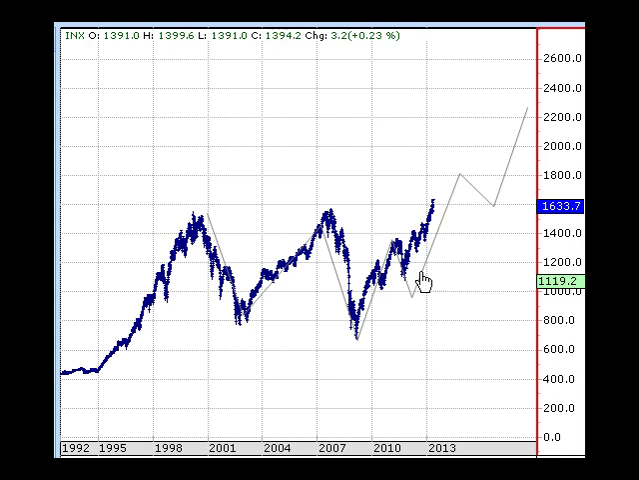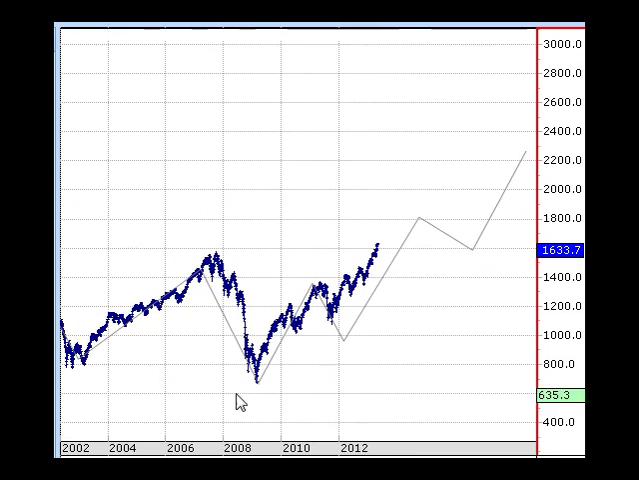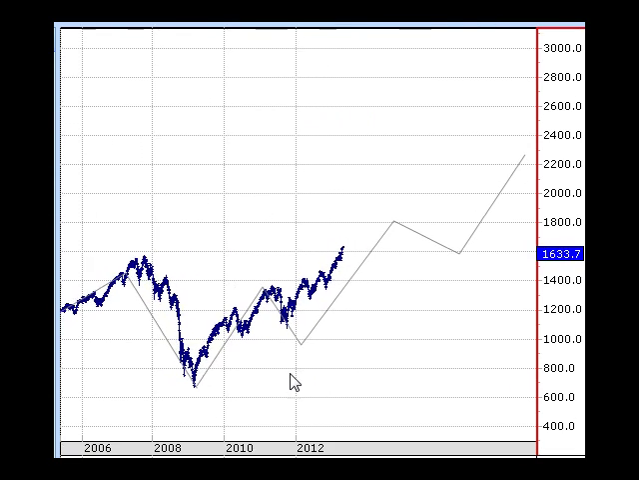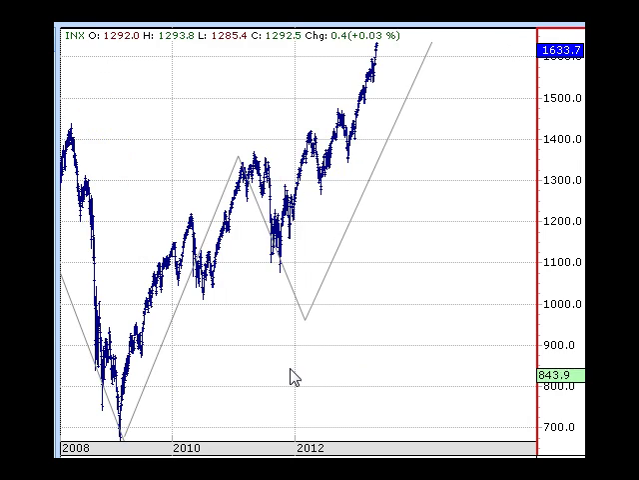So in this section here, in this larger impulse wave, obviously there'll be 5 waves in here, there'll be 5 waves in the 3rd wave, and there'll be 5 waves in the 5th wave. So you can see that there's still a lot of potential to the upside there. And this is not set in stone. This is just exploring the possibilities.